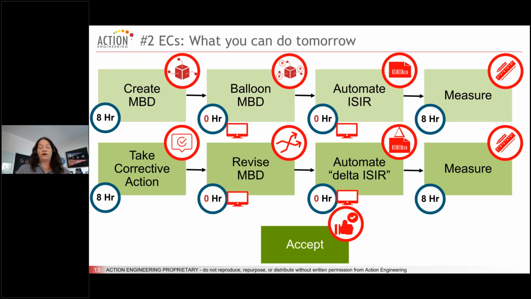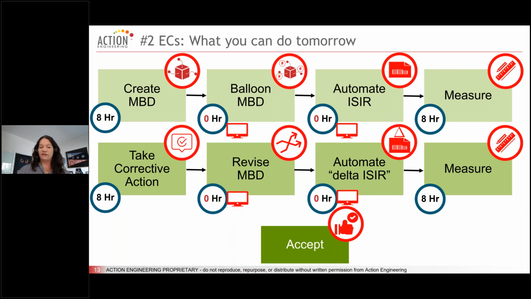So this next workflow and demonstration will describe how, once you've completed the first article inspection and you find something wrong with your parts and you need to go back and make an engineering change, we can simplify and automate that change process. I'm going to play you that next video.